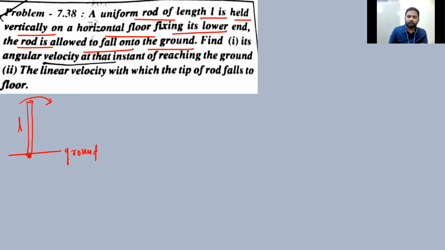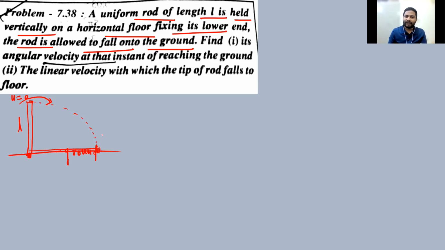A uniform rod of length L is held vertically on a horizontal floor, fixing its lower end, and the rod is allowed to fall. We have just pushed here. Initial velocity of the rod is 0. Find its angular velocity at that instant of reaching the ground. So it will reach the ground. So this is the ground, right? It will reach the ground like this. After some time, the rod will come and fall on the ground like this.